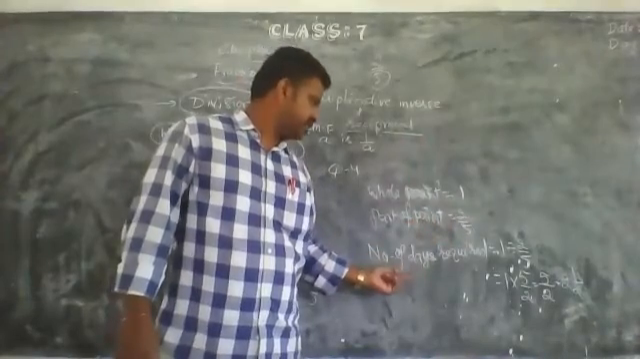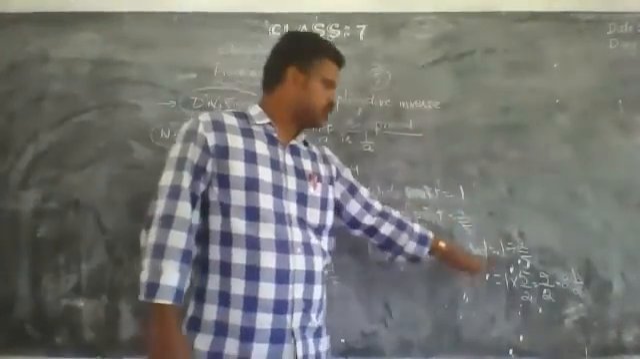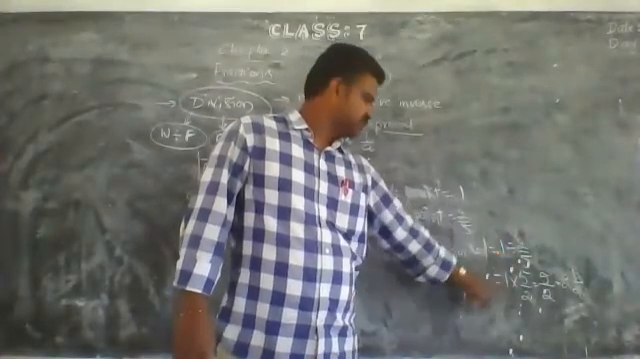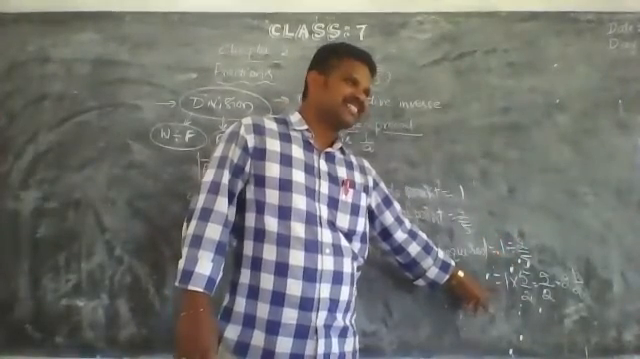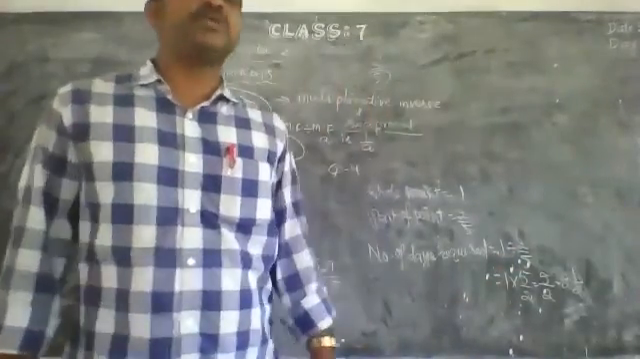Next, the number of days required to finish the work. So the whole work is divided by 2 by 5. So then 1 into 5 by 2, 5 by 2, that is equal to 2 and 1 by 2 days.